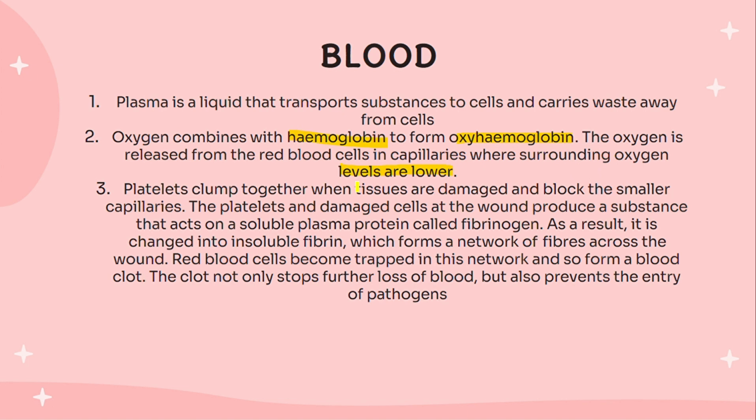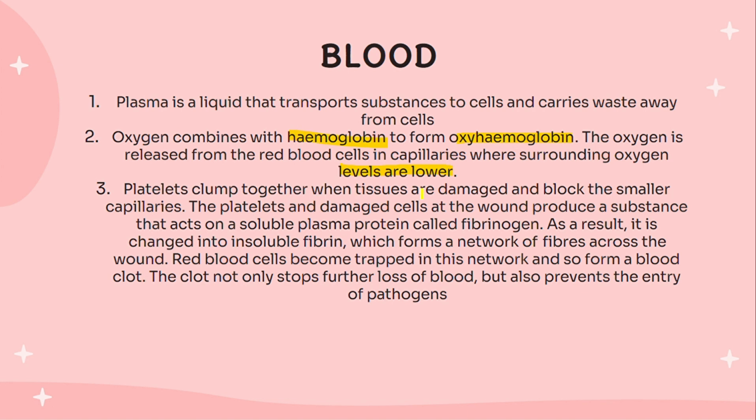It is a biconcave shape. There are no organelles in there. Why is that? To have more space for more oxygen. And what also? It contains hemoglobin to combine with the oxygen. Thirdly and lastly, the platelets, where we need to know the blood clotting process.